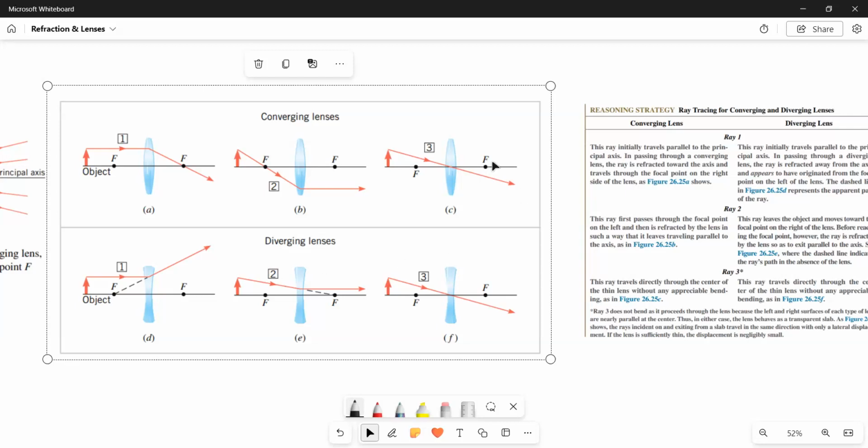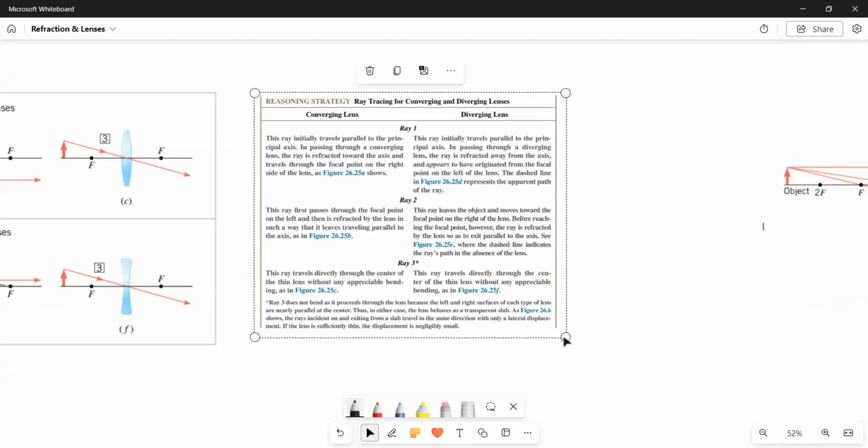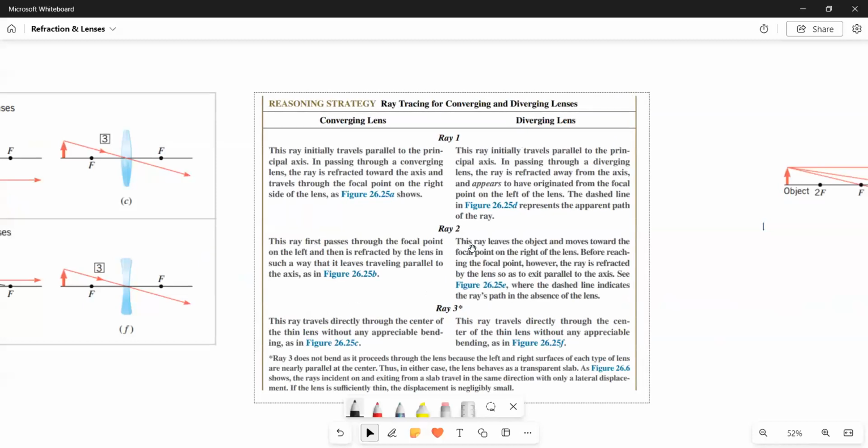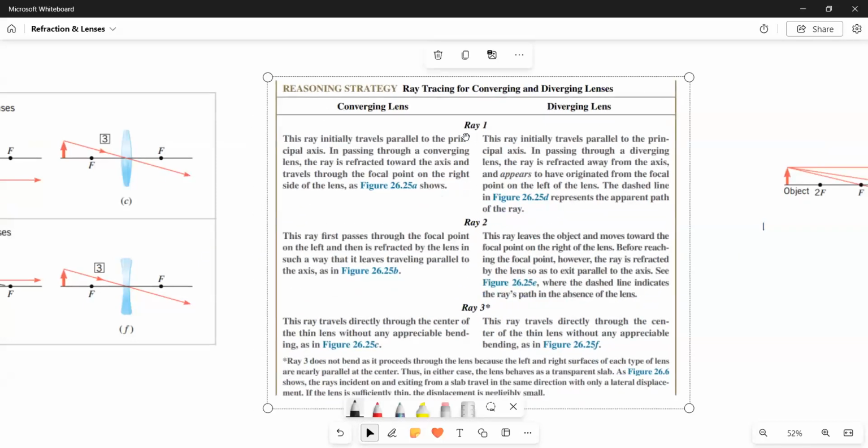I think the only way you can actually do this is if you do a drawing. And maybe we can do an exercise like that, right? So let me just go down here. These are the rules, how you draw the three rays, right? It says this ray, the first one, travels parallel to the principal axis. In passing through a converging lens, the ray is refracted towards the axis and travels through the focal point on the right side of the lens.